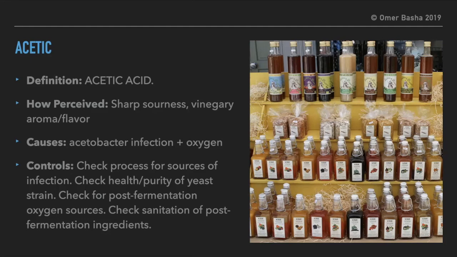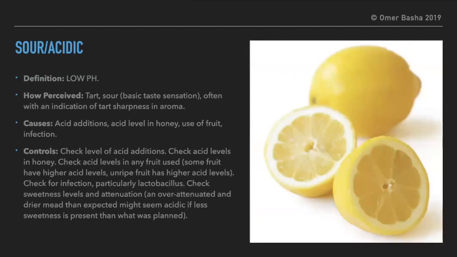To control, we need to check the process for sources of infection. We need to check health and purity of the yeast strain, and we need to check for post-fermentation oxygen sources. Even if we have a contamination and we don't have oxygen, we will not get the acetic aroma and flavor. Check sanitation of post-fermentation and ingredients. Basically it's a sanitation problem and oxygen exposure problem. So this is for acetic, and the next flavor we're going to discuss is sour or acidic.